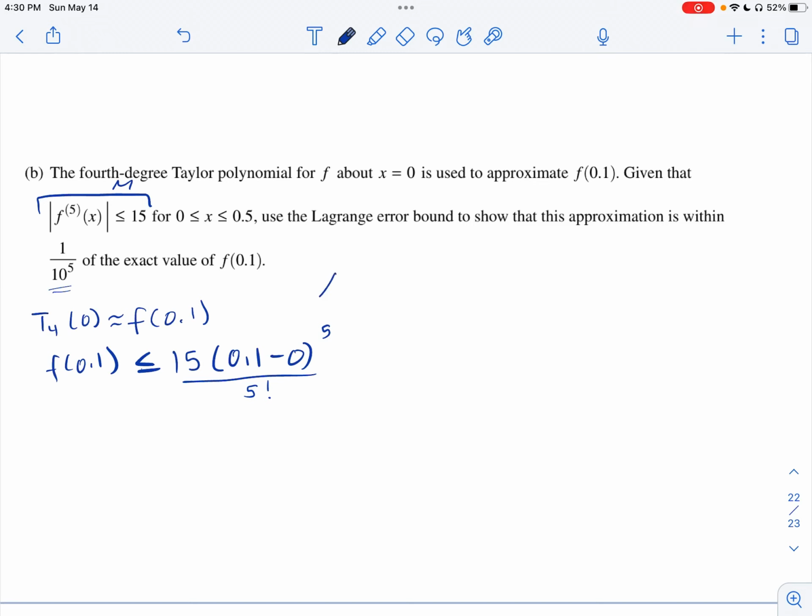So again, I wouldn't write this on the AP exam, but if you just want a reminder of the general form, this is M times where we're approximating it, minus c, to the n plus 1 over n plus 1 factorial, where M is the absolute largest value for our fifth order derivative evaluated at c, okay?